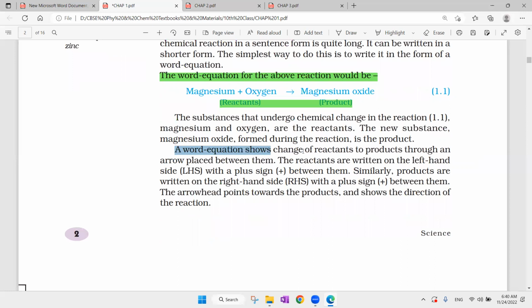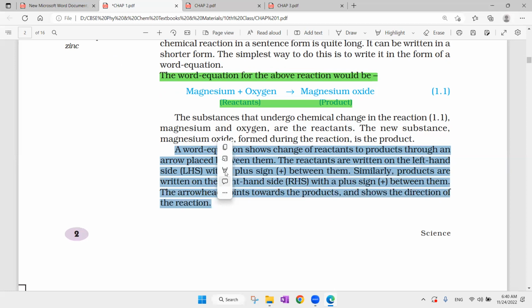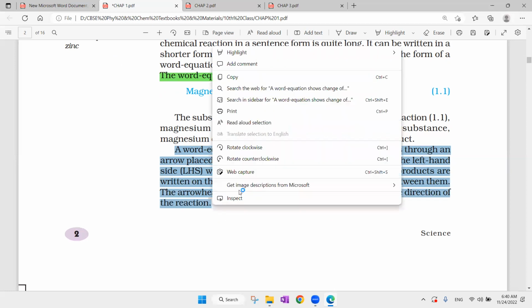A word equation shows change in reactants to products through an arrow placed between them. Reactants are written on the left hand side with the plus sign between them. Similarly, products are written on the right hand side with plus between them. The arrow head points towards the product. The arrow shows direction of the reaction. So you have to get this small information.